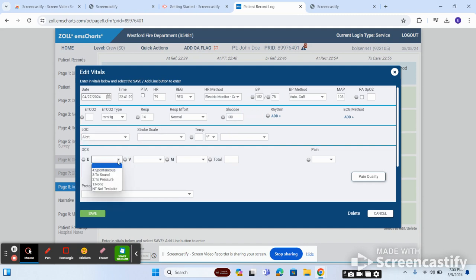His GCS was 4, 5, 6, and he had no headache. So we're going to say 0 over pain. That's it. That's all we have to add up there. All these extra fields do not need to be done.